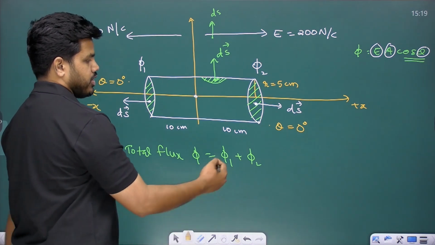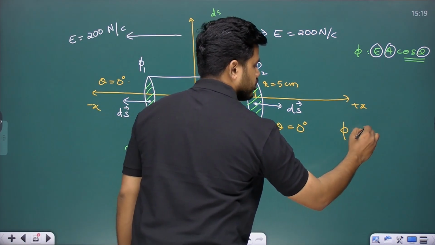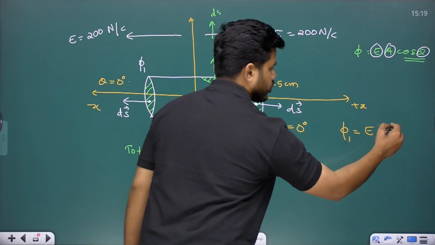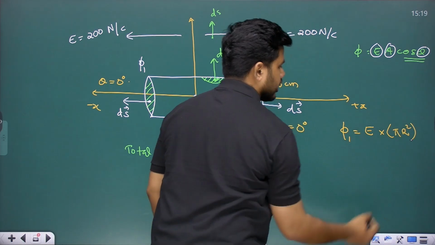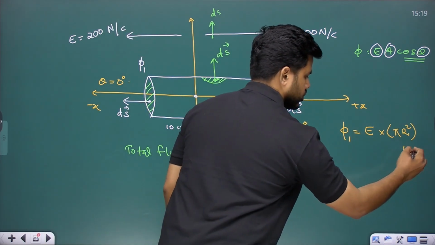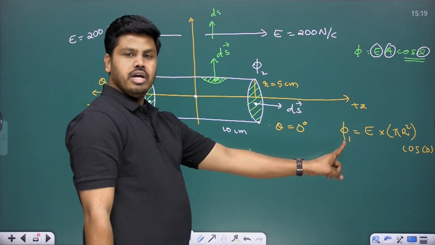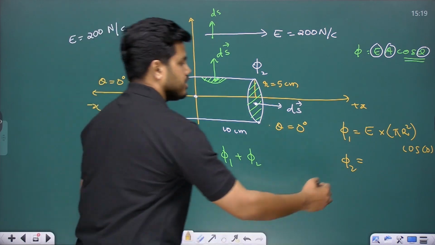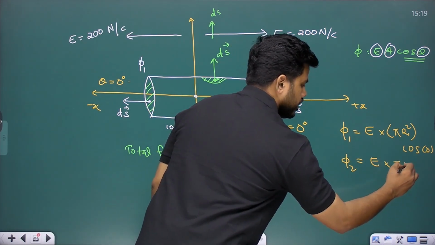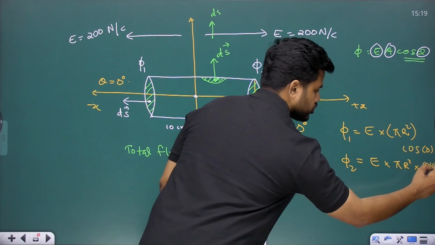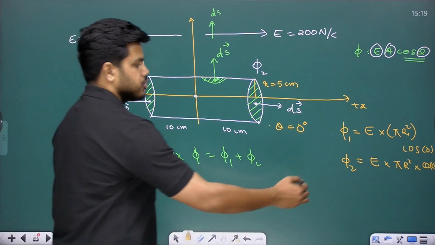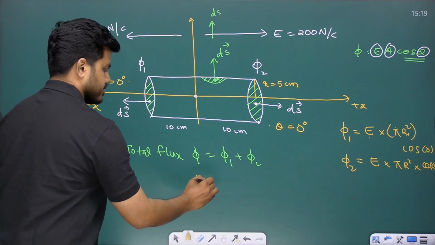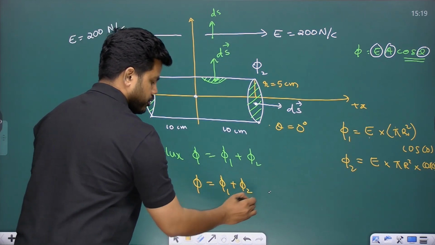How will you find that flux? Phi 1 is going to be equal to the electric field strength, 200, into the area of the circular face, pi r squared, into cos 0. That is phi 1. What about phi 2? Exactly the same, because of the same electric field and the same face area. So E into pi r squared into cos 0. Here also the angle is 0. You can substitute the values of r, pi and the electric field. So we get the total flux as phi 1 plus phi 2. That will be your final answer.